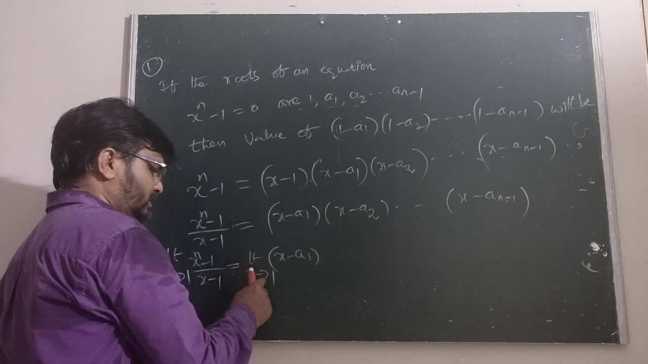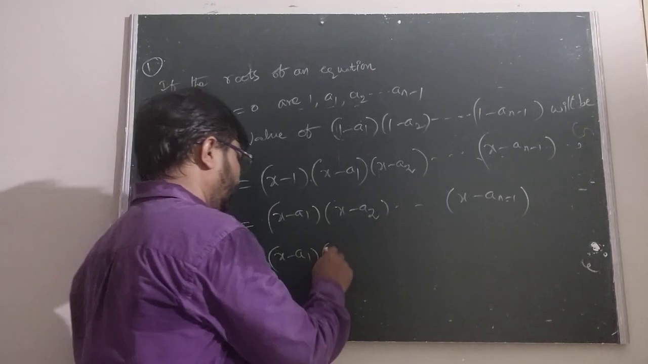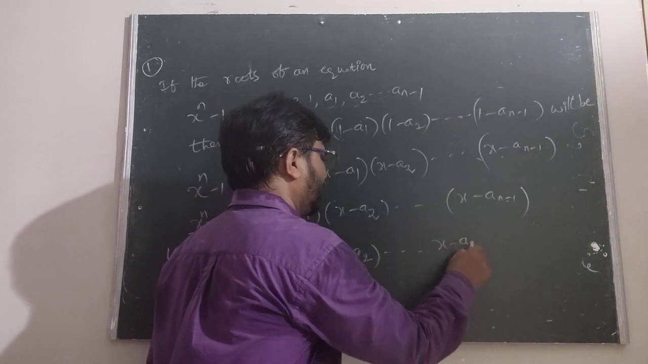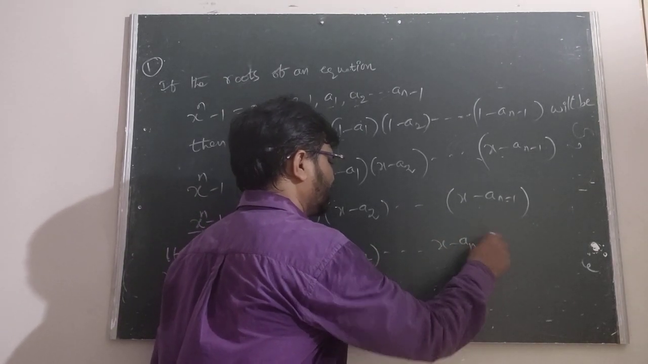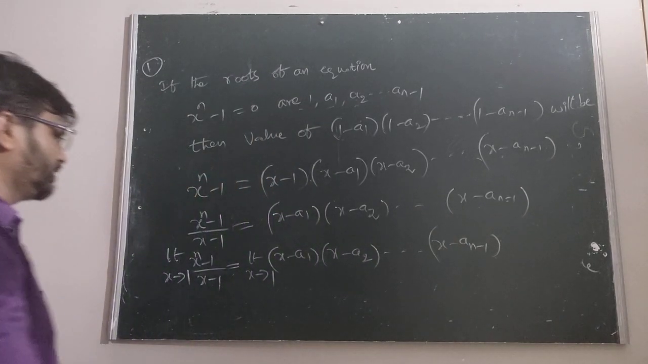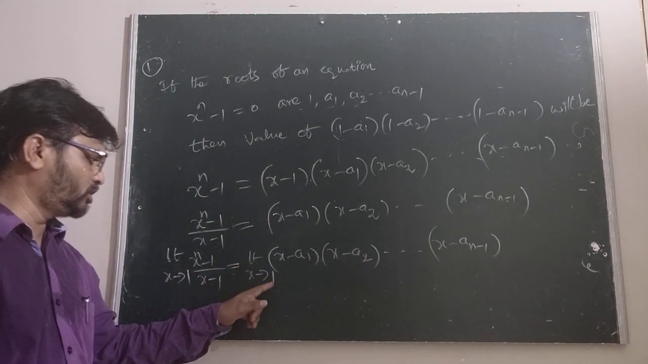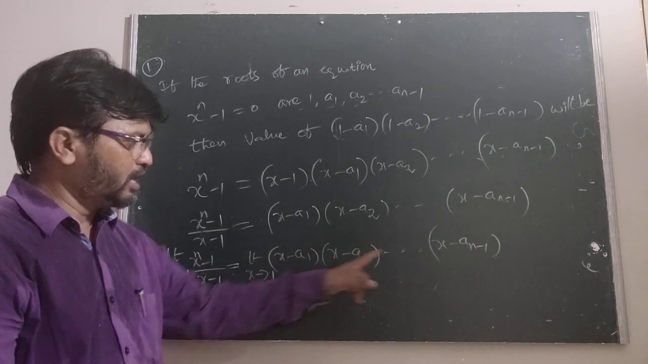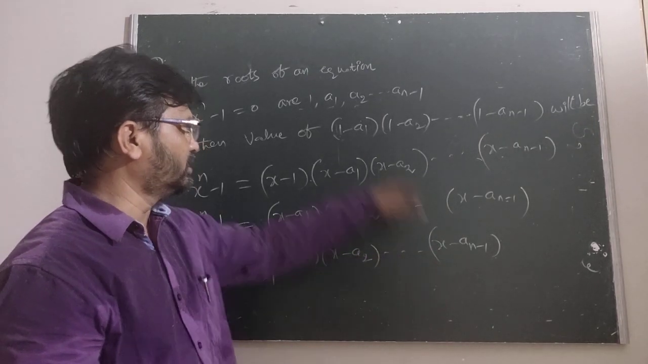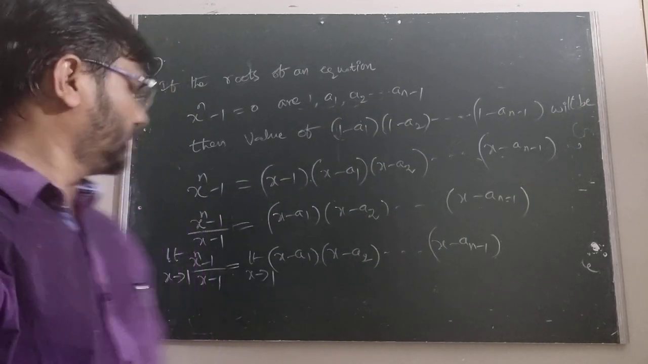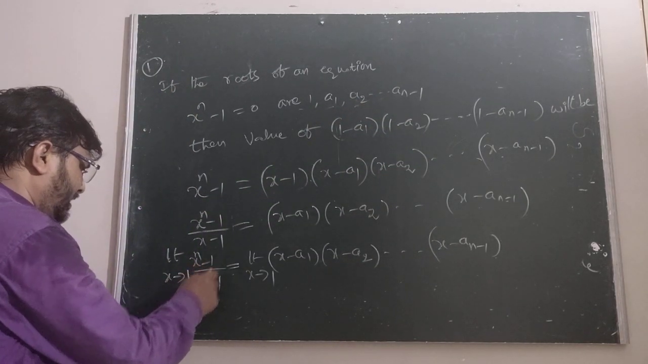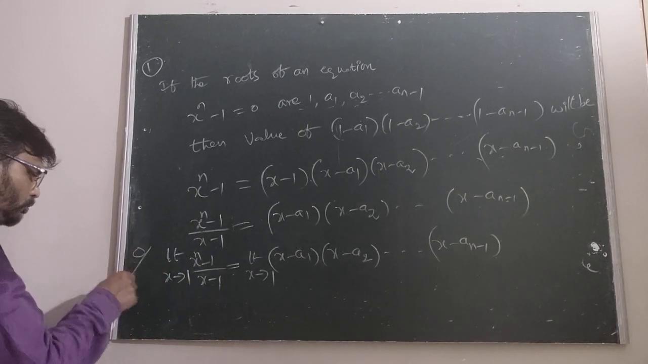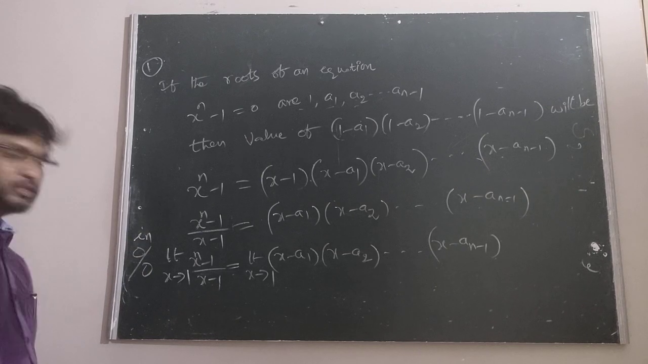So the limit at x tends to 1 of (x minus a1) into (x minus a2) and so on up to (x minus an minus 1). If we take x equal to 1 in this, we get (1 minus a1) into (1 minus a2) and so on (1 minus an minus 1), that is the required quantity. But here (x power n minus 1) by (x minus 1) is in the form of 0 by 0.